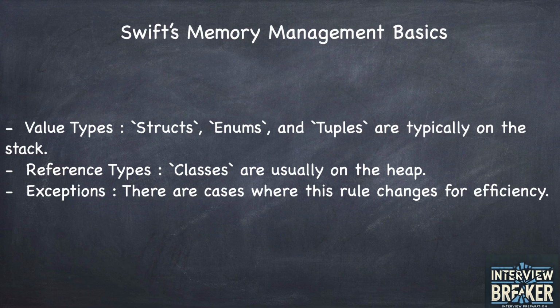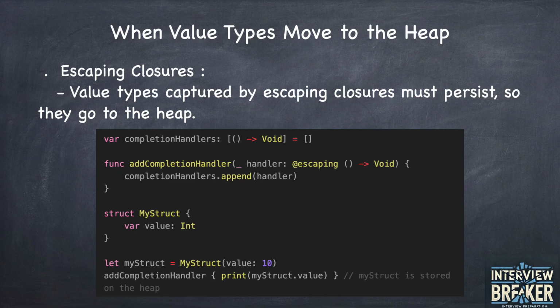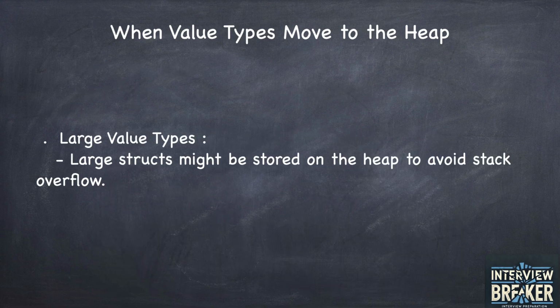Value types in Swift include structures, enumerations, and tuples. By default, these are stored on the stack for efficiency. However, they can be stored on the heap under certain conditions. Captured by escaping closures: when a value type is captured by an escaping closure, a closure that is called after the function it was passed to returns, it must be stored on the heap because it needs to outlive the function scope. Large value types: if a value type is large, the compiler may decide to store it on the heap to avoid stack overflow and improve performance.